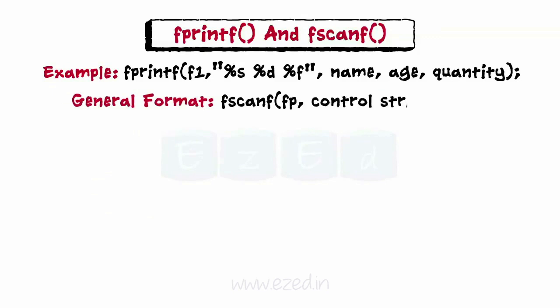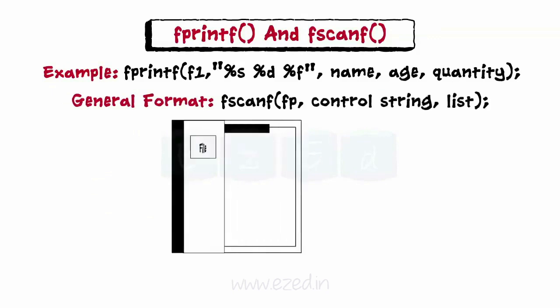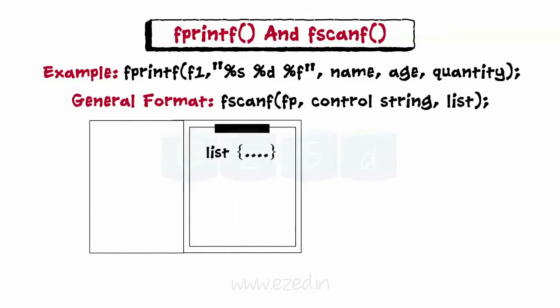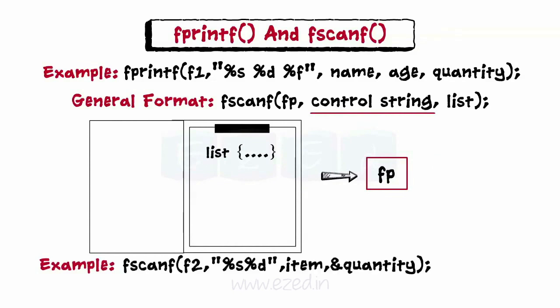The general format of fscanf is shown. This will cause reading of the items in the list from the file specified by fp according to the specification of the control string. fprintf and fscanf return the number of items successfully read. When the EOF is reached, it returns the value of EOF.